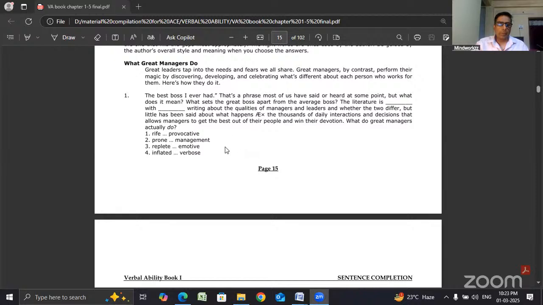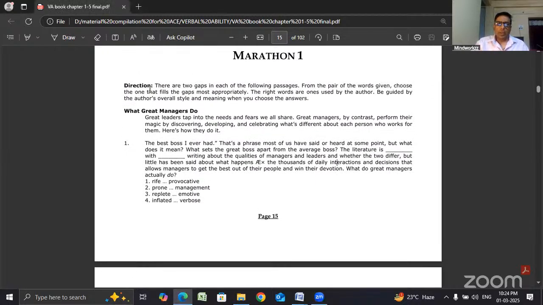So let us start doing this. Read the instruction of the first. There are two gaps in each of the following passages, that is the paragraphs. From the pair of words given, choose the one that fills the gaps most appropriately. The right words are the ones used by the author. Be guided by the author's overall style and meaning when you choose the answer. Now, this direction is actually the direction as given in the CAT question paper. This is not my direction.